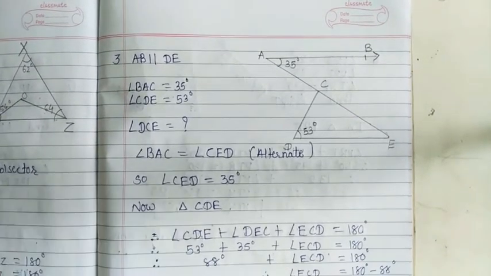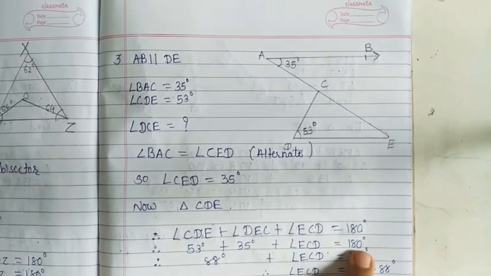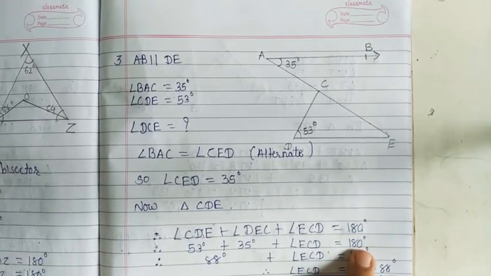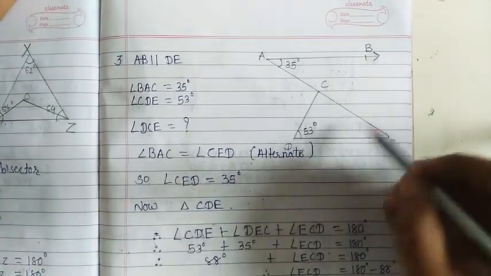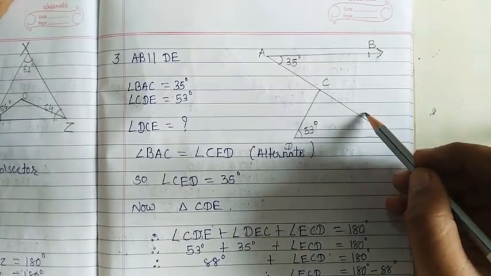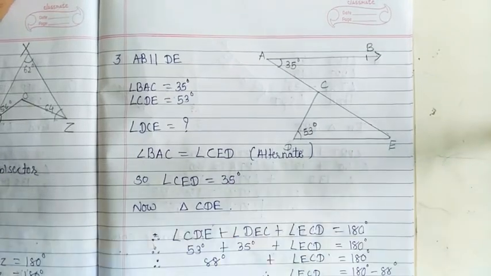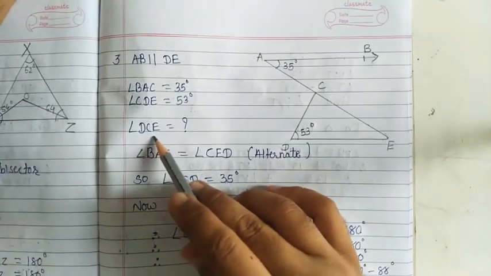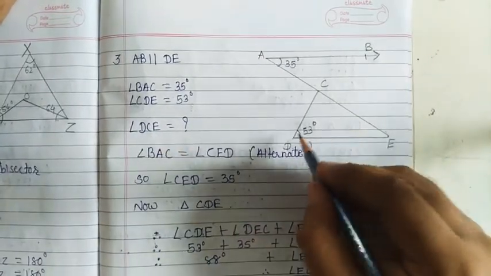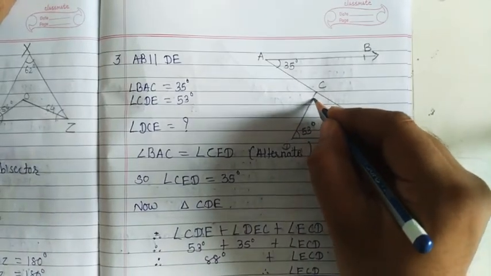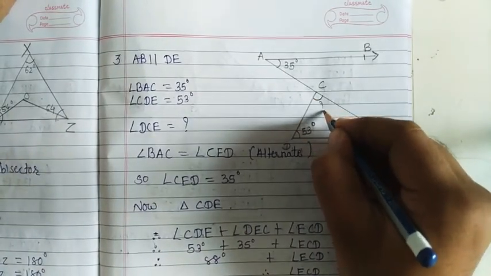So friends, in our last video we finished question number 1 and question number 2. Now let me see question number 3. In question number 3 the figure is given like this. In this, two angles are given, BAC and CDE, and we have to find the angle DCE. So DCE means this angle we have to find.